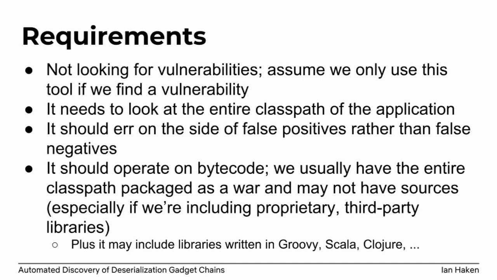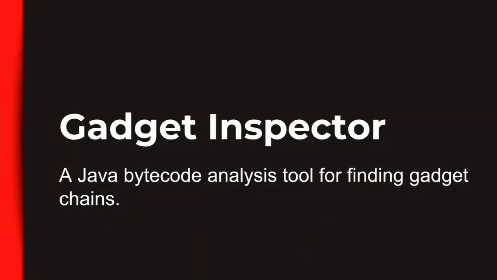And we might even be including proprietary third-party things, which, again, maybe I'm not even using directly, but if it's on the class path, it's potentially usable in a gadget chain. So I really want something that will operate on bytecode inside my application. So that was the goal that I set out to achieve, and in doing so, I created this tool that I call Gadget Inspector. So what it does is exactly what I've just described.